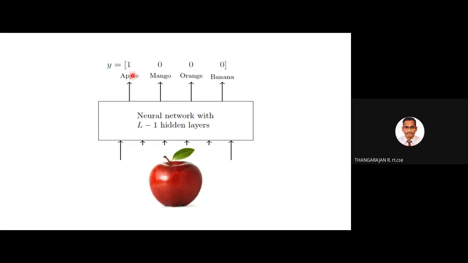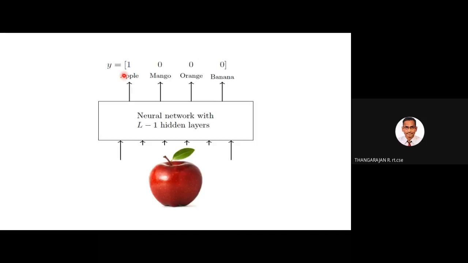It could be like this also. It could be 0.99 here, and it could be 0.0001, 0.001, and 0.001. Like that also I can have. But here this is sharp. Sharp means crisp. Why? Because all other elements are 0, and the probability of Apple is 1. So I say that this is actually a probability distribution on 4 variables.